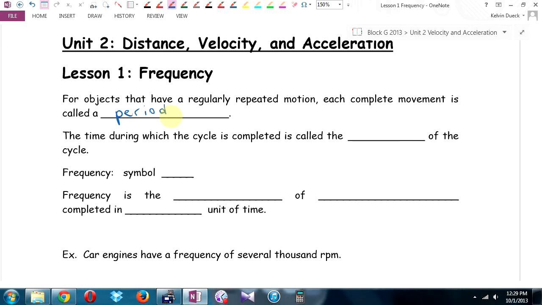Circles. One period would be once around. One, one, one, one. That's the period. Anything that has a repeating type of motion, and that motion is regularly repeated, each complete movement is called the period.